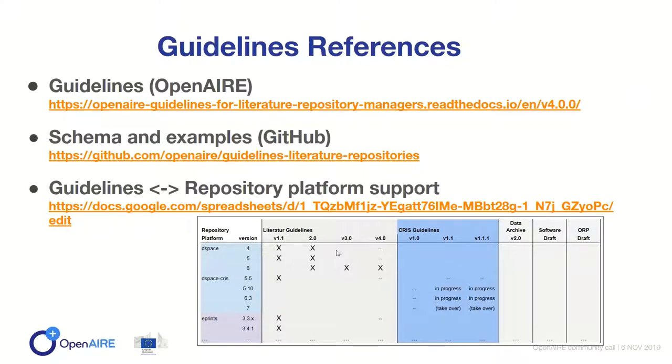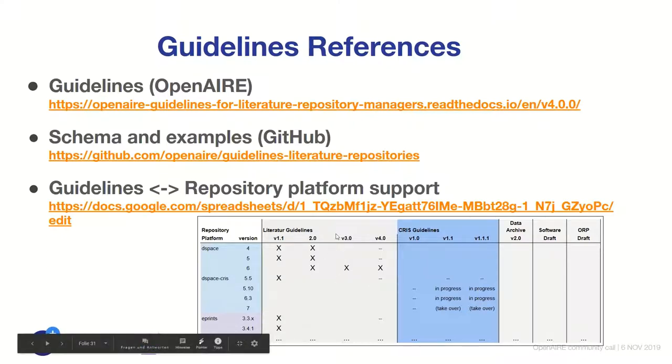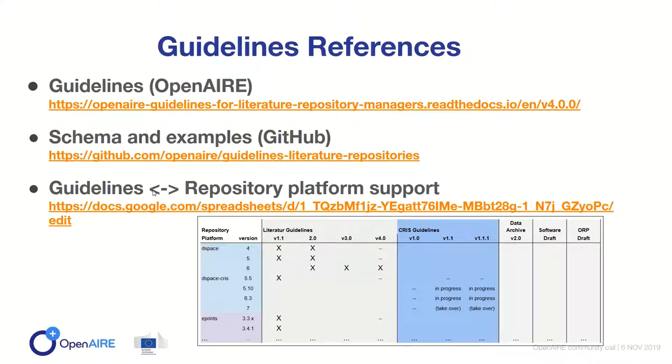Here are some guideline references for the literature guidelines version 4. You can contribute to these in different ways. I would like to highlight the table of guidelines and repository platforms. This is an open table for commenting. This table has the repository platform, the versions, and which version of the guideline would be supported in these software platforms and versions. So we will share the links, as Pedro said in the introduction.